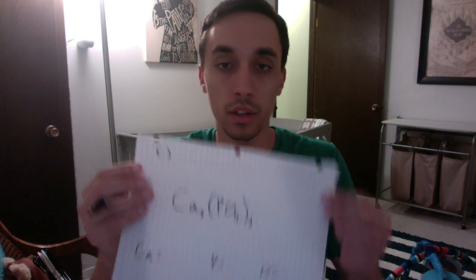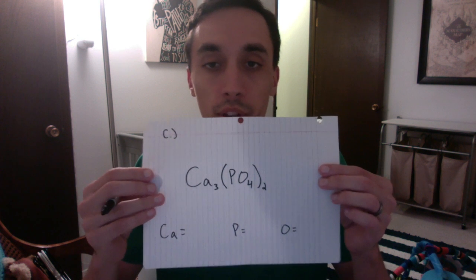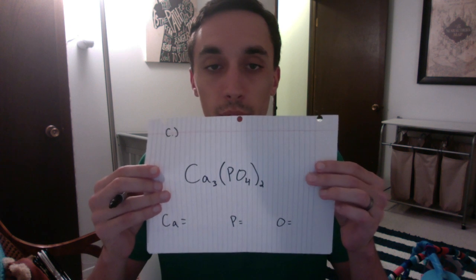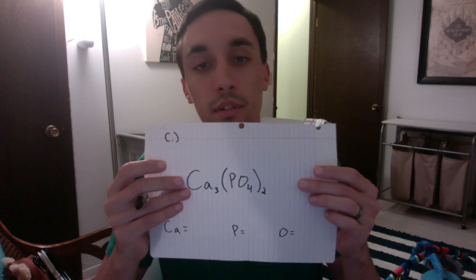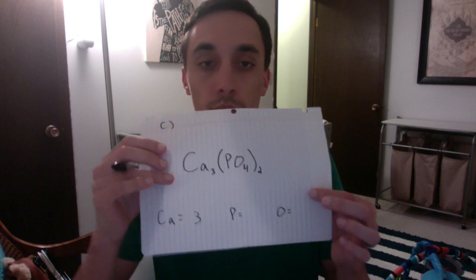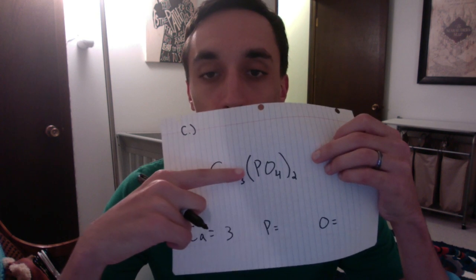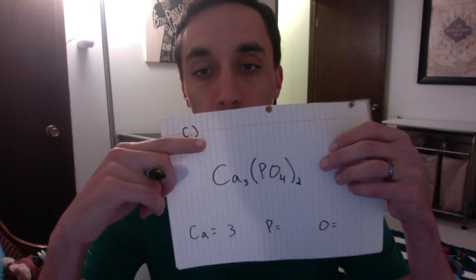Part C, we're given this compound, and we've got 3 different elements again: calcium, phosphorus, and oxygen. So let's start with calcium. We see out here outside of the parentheses Ca3, so we know we have 3 of those. 3 calcium. Then we'll go inside the parentheses, and we've got 1 phosphorus inside and 2 total outside of the parentheses.